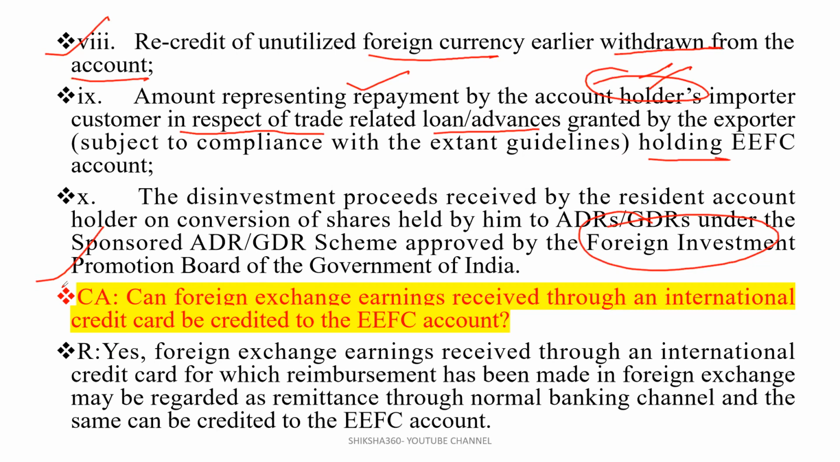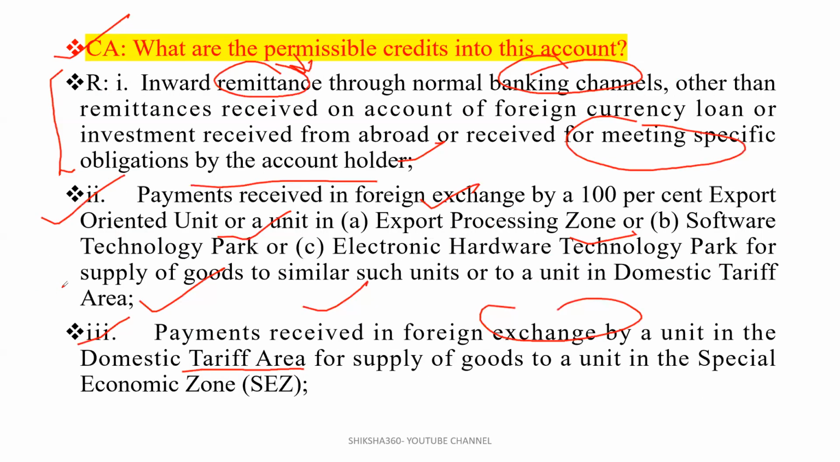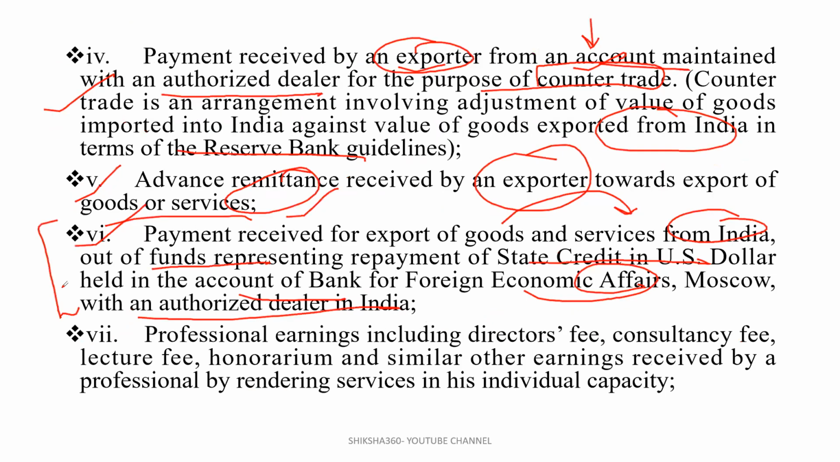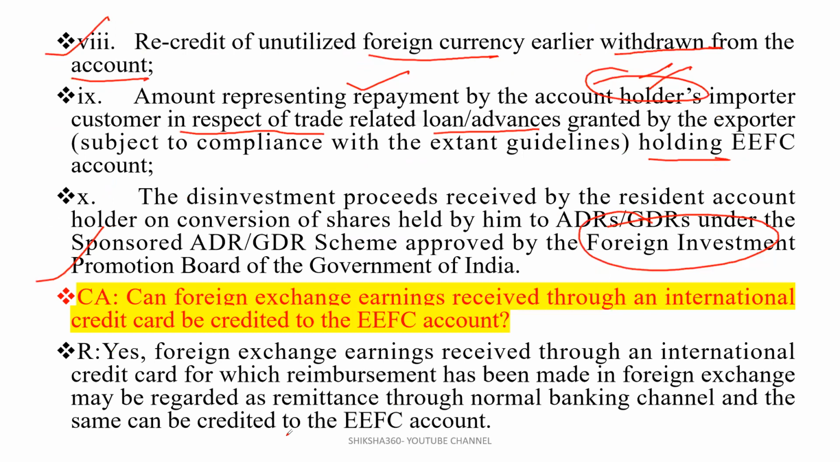Clear? So all are the permissible credits into this account. And I request all of you to kindly go through that. These are not typical, but you have to understand them. Like counter trade, sometimes they will ask this type of question directly in the examination. And what they will include in the professional fees. Clear? Professional earnings. So you have to understand director fees, consultancy fees, lecture fees, honorarium, and similar other earnings that are received by a professional in his individual capacity. One thing, remember that.